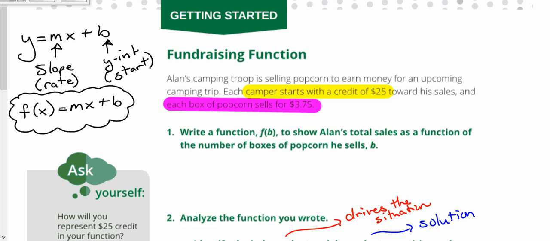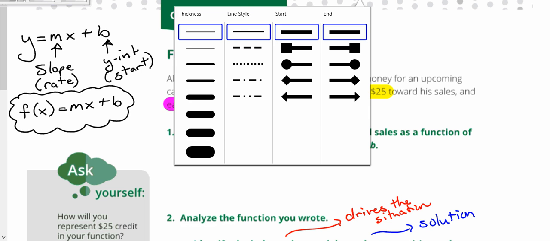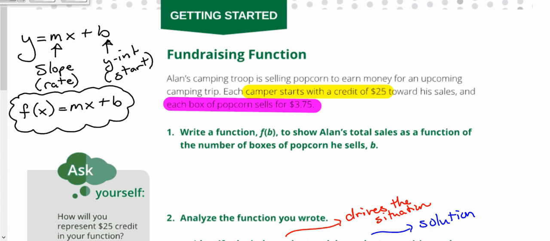Okay. So you should have a function. So in this case, again, they want us to use B for the number of boxes. So the rate that the amount of sales is going up by is $3.75. Okay, and each one starts with $25.